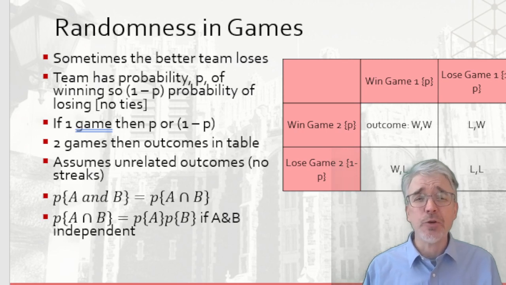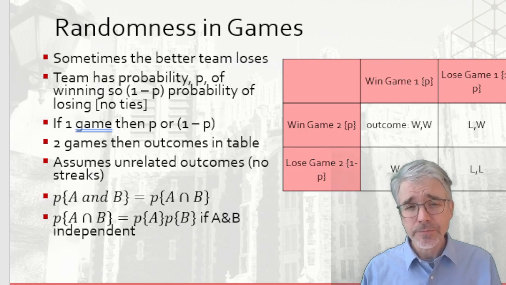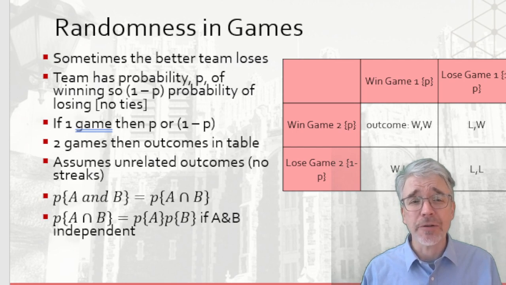If that team played 2 games, then we'd have the set of outcomes shown in the table there. The team could win game 1, those are the columns, and then the team could win game 2, those are the rows. The first outcome at the top left is if they win both games. Bottom right corner is if they lose both games. The off diagonals are where they win one and lose one. Either they win the first and lose the second, or lose the first and win the second.